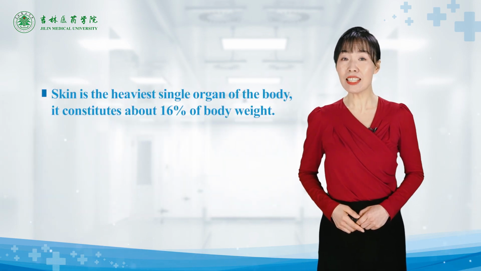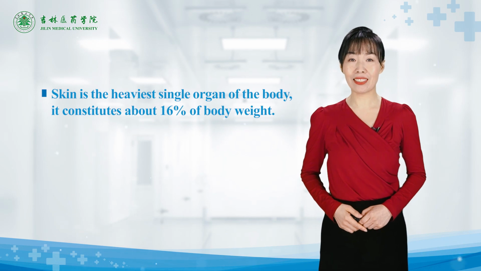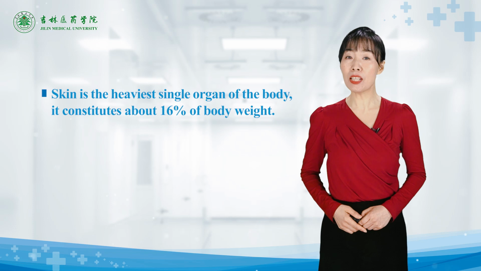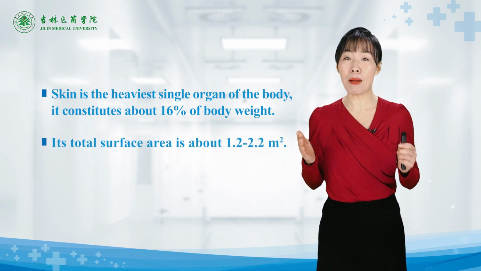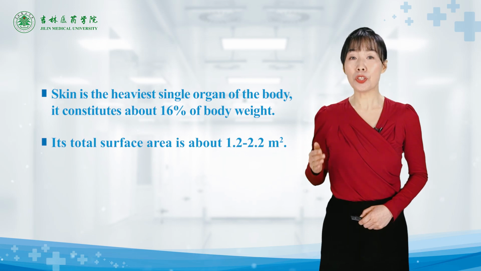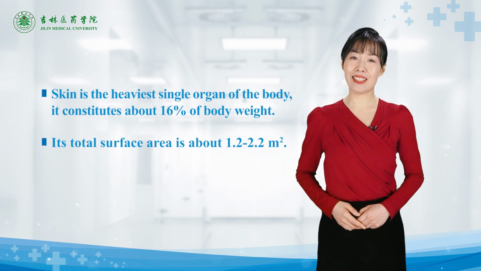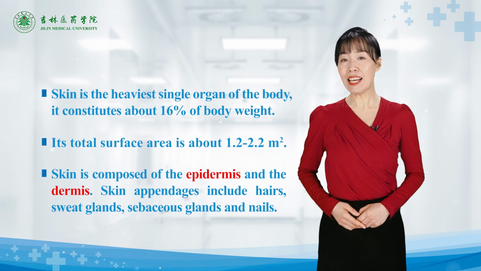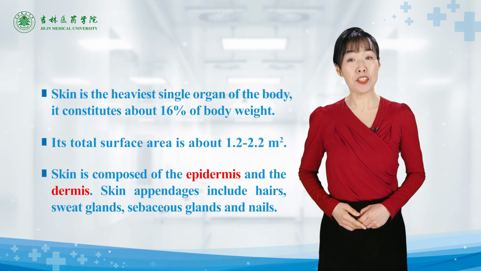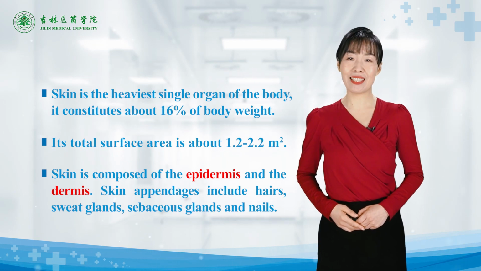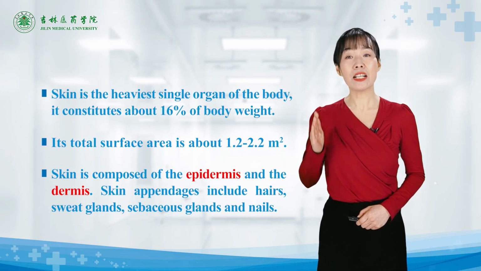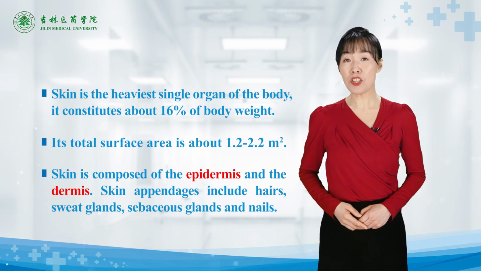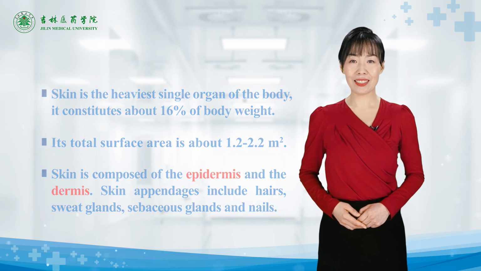Skin is the heaviest single organ of the body. It constitutes about 16% of body weight. Its total surface area is about 1.2 to 2.2 square meters. Skin is composed of the epidermis and the dermis. Skin appendages include hairs, sweat glands, sebaceous glands, and nails.